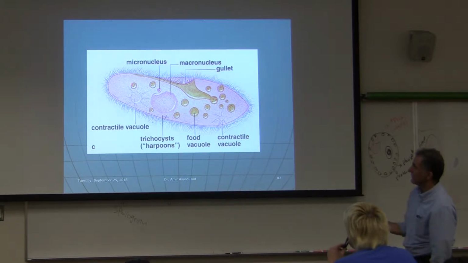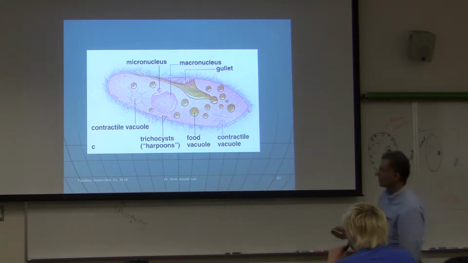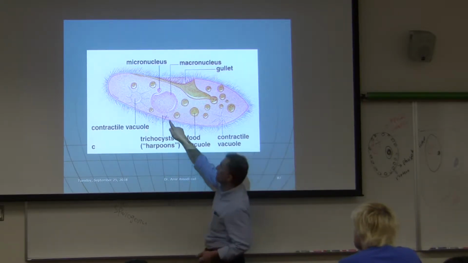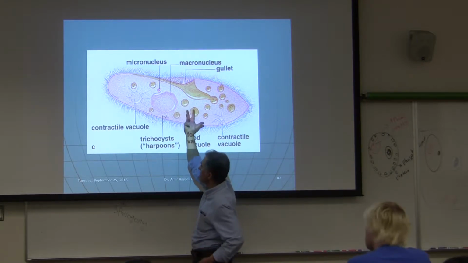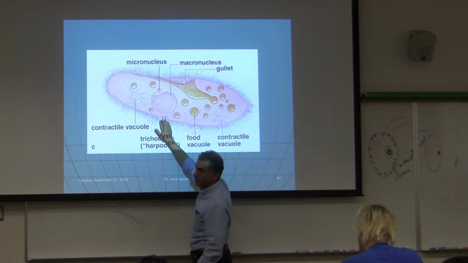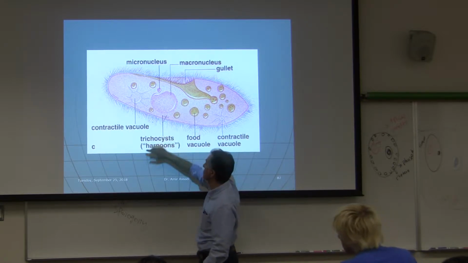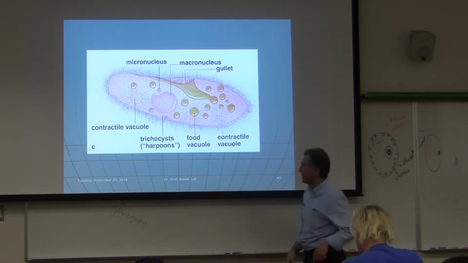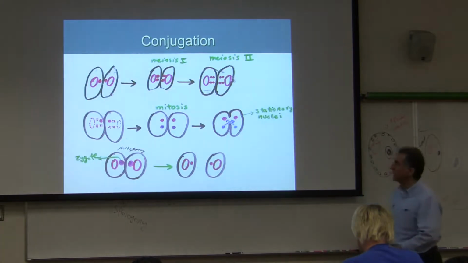Contractile vacuole. See, one is filling up, the other one just emptied the water out. Food vacuoles, you have inside. Trichocysts are the base of the cilia, which hold the cilia in place. In Biology 1 maybe they talked about it, maybe not. They're sometimes called harpoons.